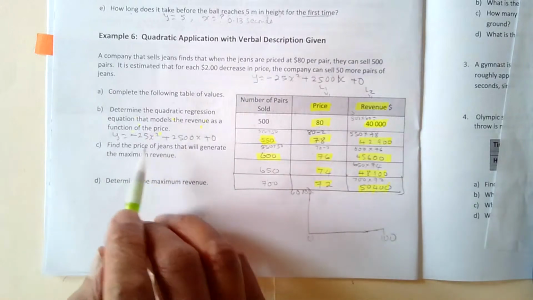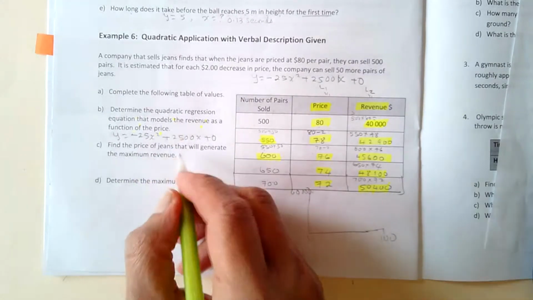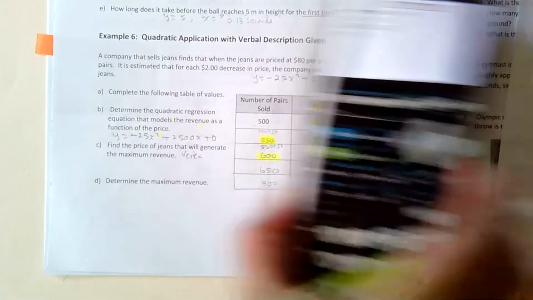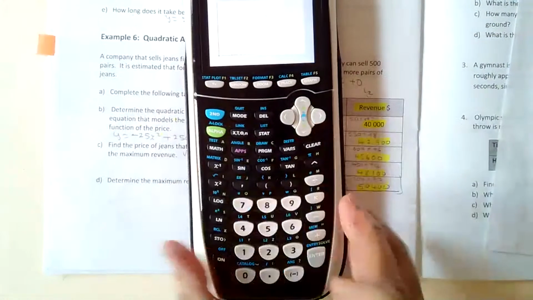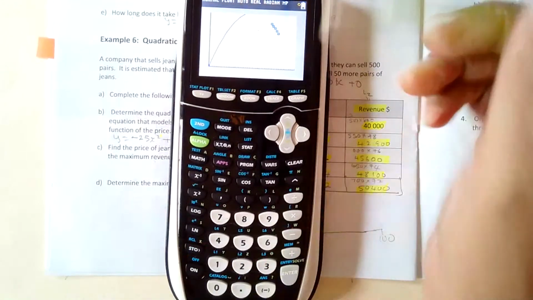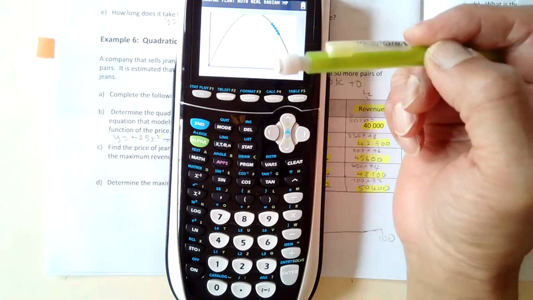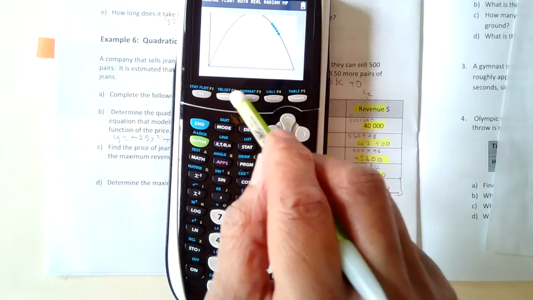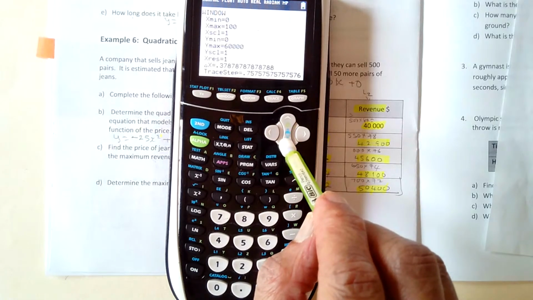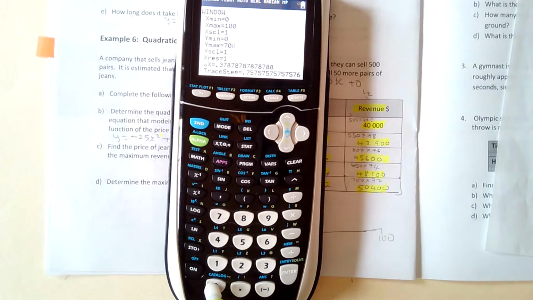The next question asks you, what's the price of the jeans that will generate a maximum value? You need to find the vertex. If you go back to our graph, it's way above here, so we need to increase our x, y maximum. Go to your window and maybe make that 70,000.